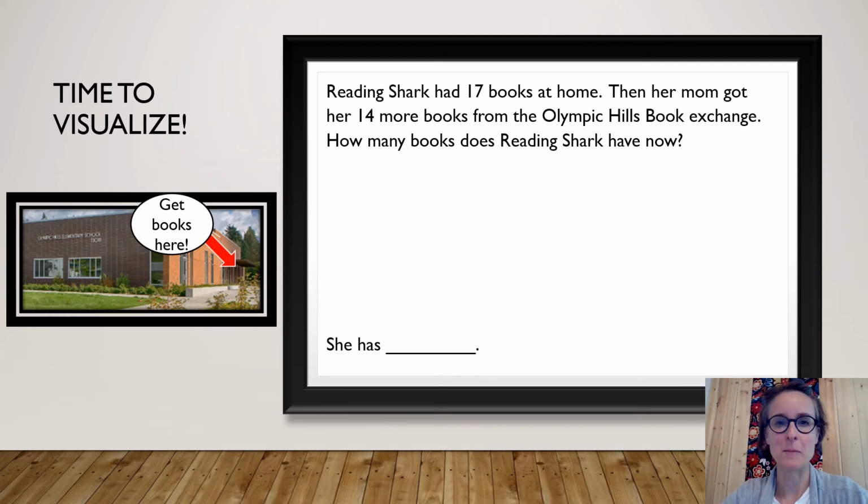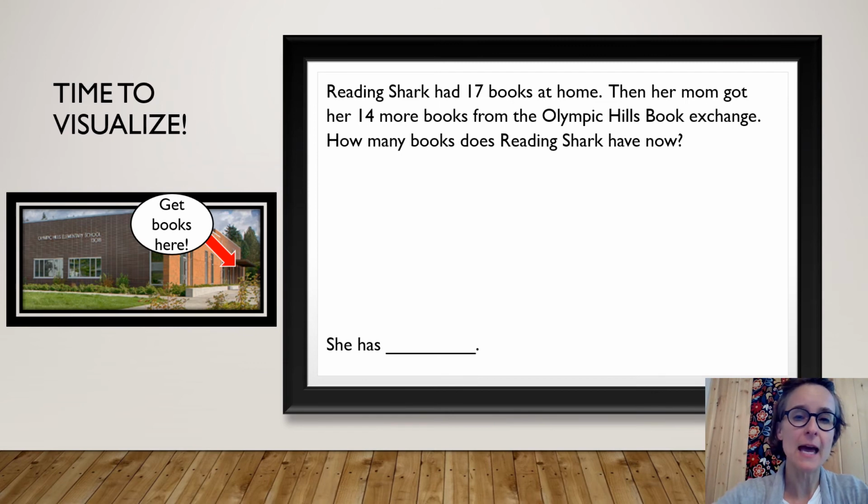Let's look at another problem. Reading Shark has 17 books at home. Then her mom got her 14 more books from the Olympic Hills Book Exchange. How many books does Reading Shark have now? I'm visualizing action this time. Are you?